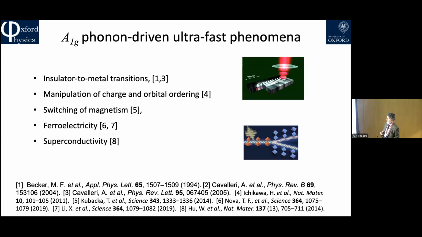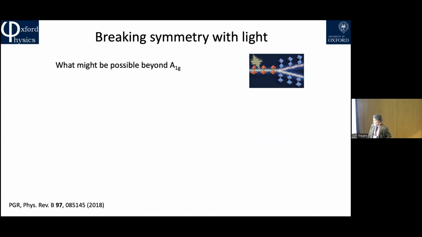It has had a lot of success in driving metal-insulator transitions, manipulating charge and orbital ordering, switching magnetism, ferroelectricity, and even inducing superconductivity. And I have quite a lot of references here to this. But all of this has at least been understood in the framework of A1g phonon-driven rectification. And where I come into the story is the following consideration. What is possible beyond a totally symmetric mode? Can you rectify a mode that's not symmetric? In other words, can you break symmetry by that?